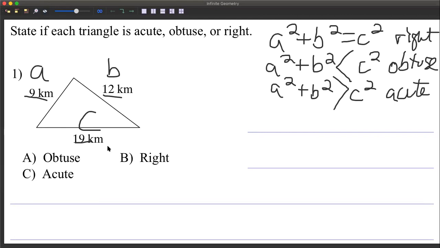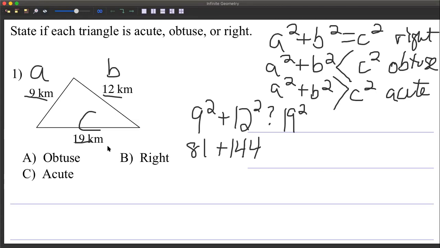All right, so now I'm going to do it. I'm going to check A squared, so that's 9 squared plus B squared, which is 12 squared. How does that compare to C squared, which is 19 squared? So I just do the numbers: 81, 144, and 19 squared is 361. 81 and 144 added together is 225. So 225 is less than 361.